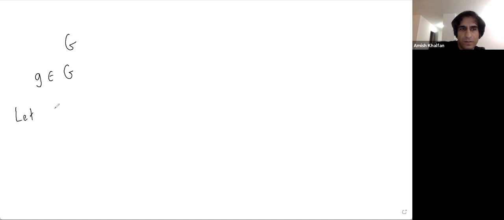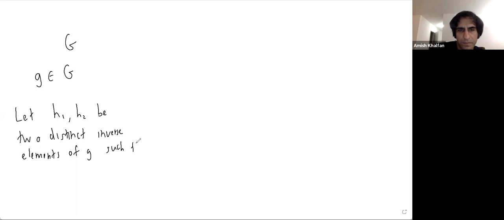So let h1, h2 be two distinct inverse elements of G, such that h1 composed with, let's say dot, g is equal to g composed with h1, is equal to the identity element e. So e is the identity element.